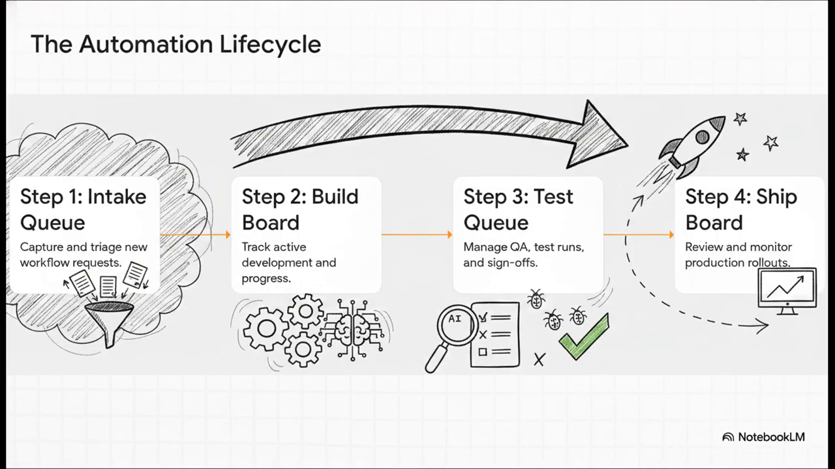So this entire process is broken down into 4 super clear stages. First, any new ideas land in the intake queue. Once an idea gets the green light, it moves over to the build board where the magic happens. After development, it's off to the test queue for quality assurance, and finally, it gets launched from the ship board. It's a really structured, professional way to manage your work.